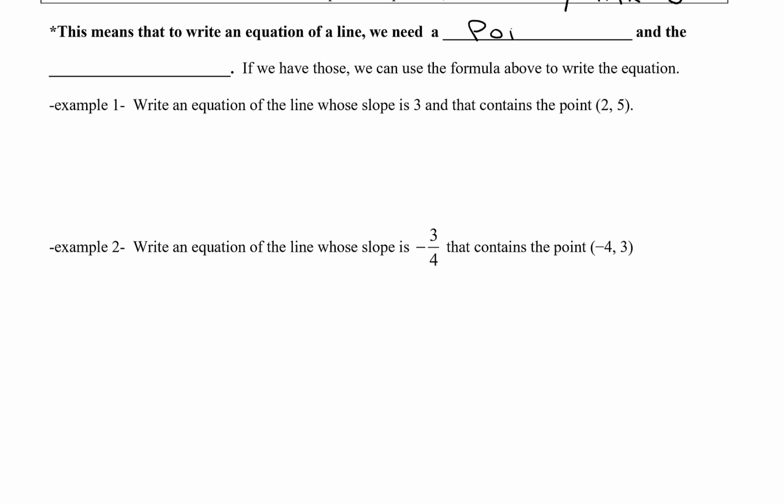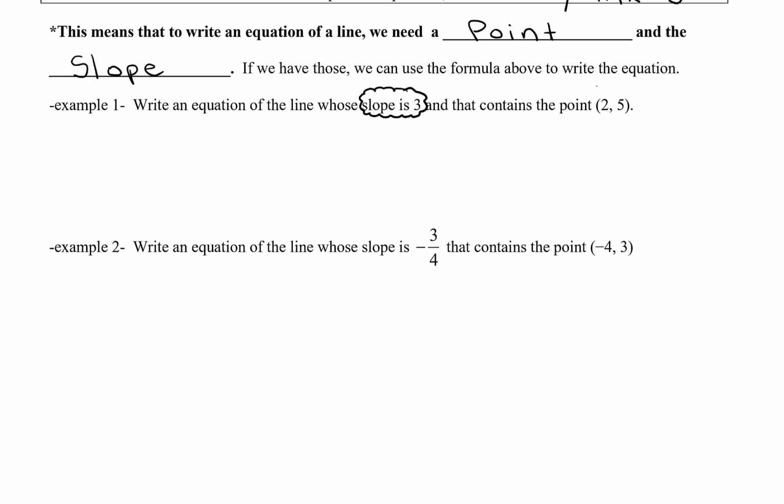This means that to write an equation of a line, we need two things. We need a point and the slope. If we have those, we can use the formula above to write the equation. Example 1. Write an equation of the line whose slope is 3 and that contains the point 2, 5. Well, this gives me two things here. It gives me a point and it gives me the slope.